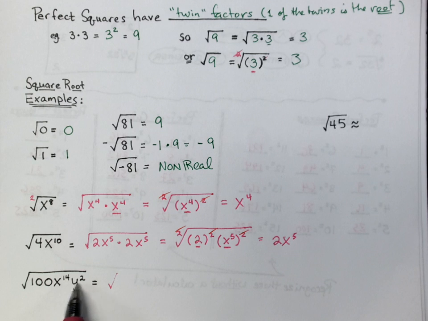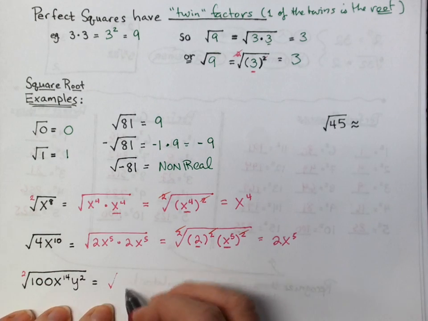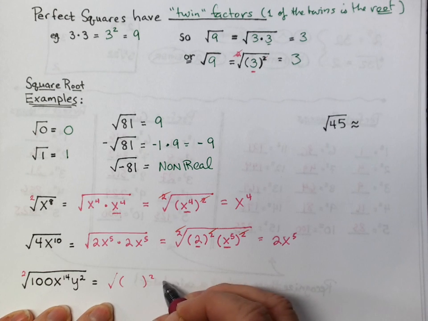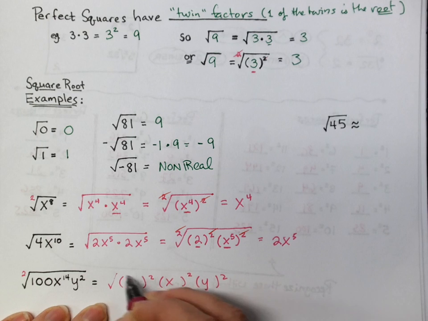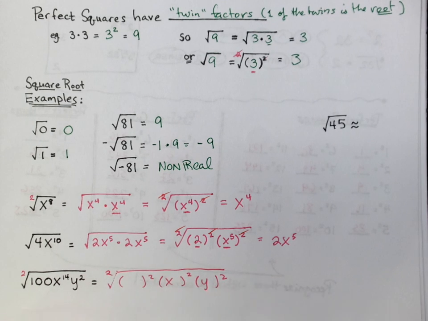This is a perfect square because our index is 2, so those are even, and they can be divided into two groups. So I'll just write something squared, x something squared, y something squared, with an index of 2 that's going to cancel out. Now what goes here in this parenthesis?